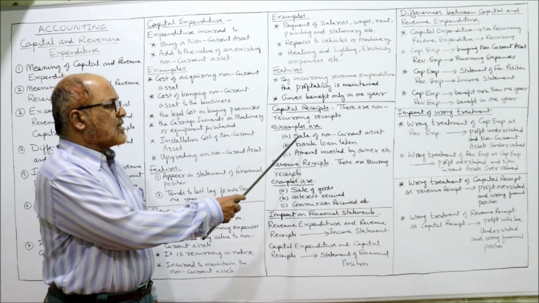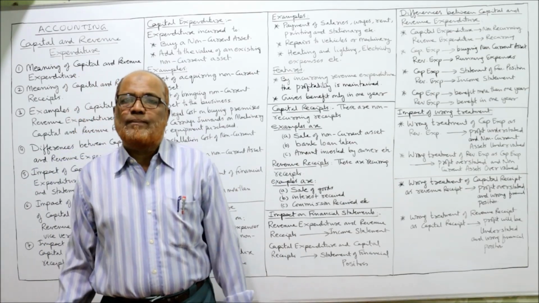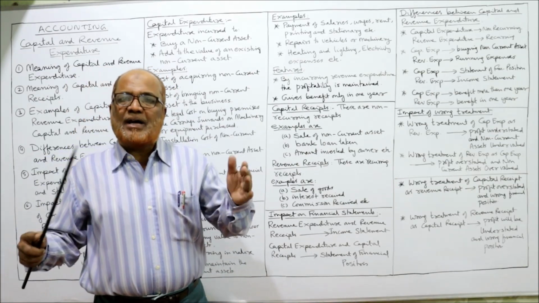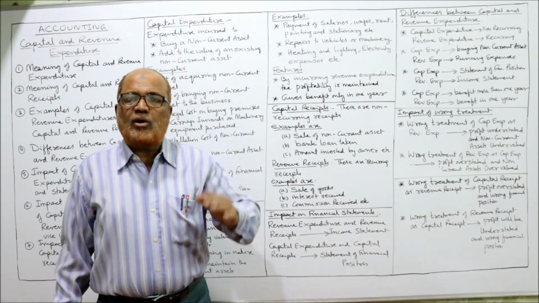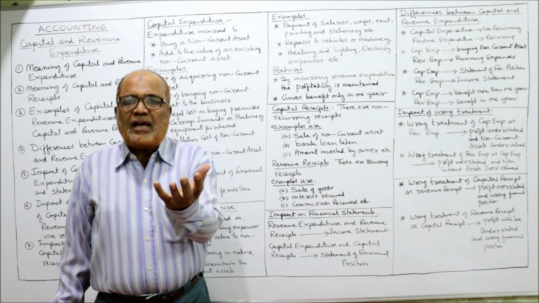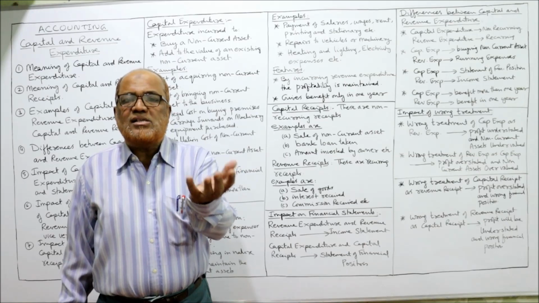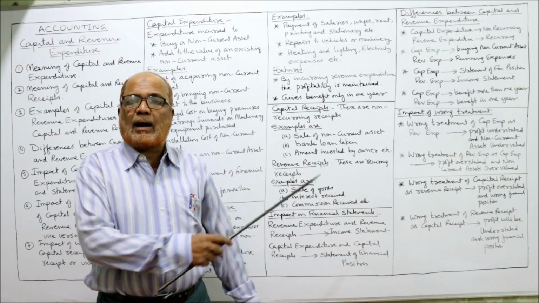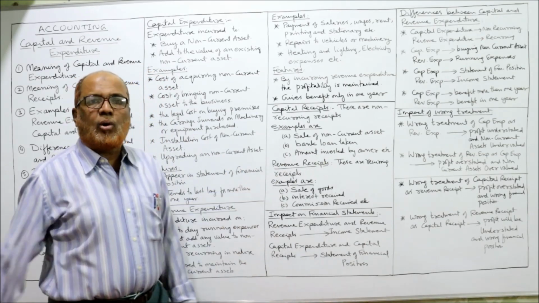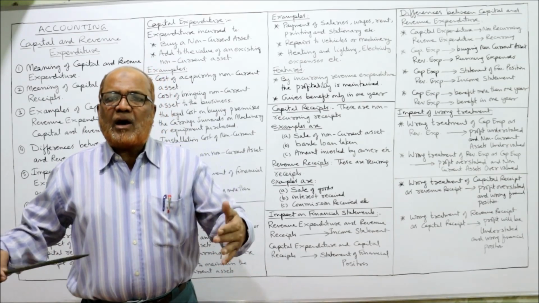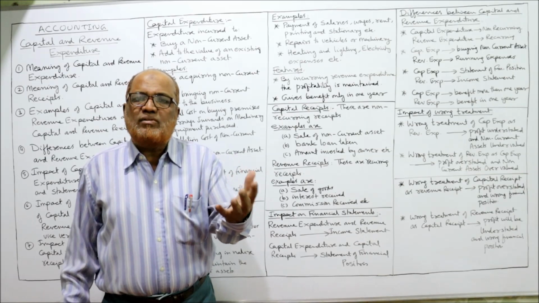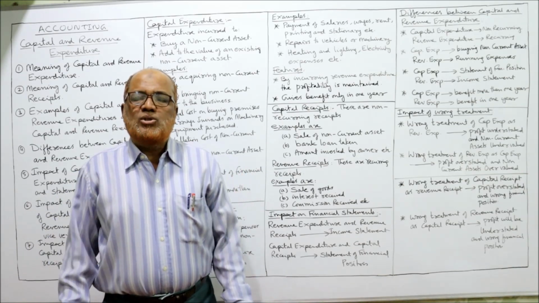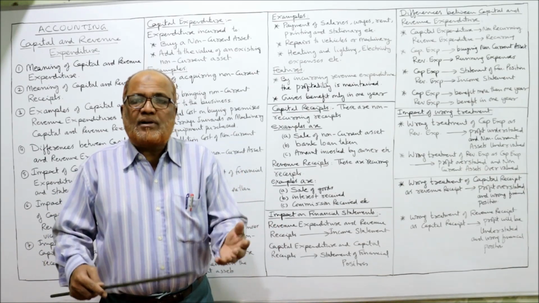Examples of capital receipts are sale of a non-current asset. If a non-current asset has become old, the business will sell it off. Any money realized on sale of a non-current asset is non-recurring, so it's a capital receipt. Similarly, bank loan taken. Every now and then we will not take a bank loan. Very rarely the business will take a loan from the bank. So it's non-recurring, so capital receipt.